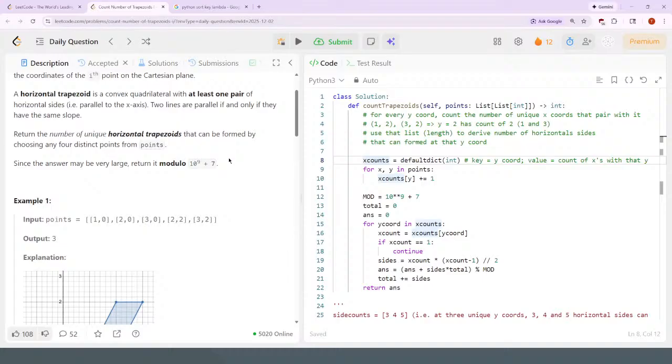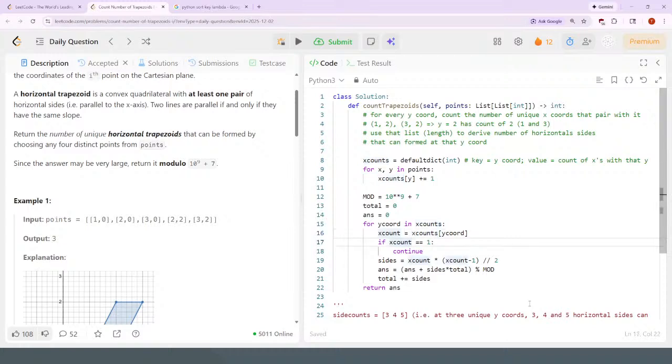Every y coordinate. So I have to go through all the points to figure out how many x coordinates match with a particular y coordinate. So that should be pretty fast. And then for every y coordinate, you know what? I think maybe this might be just slow because of the decomposition of all these variables. I think maybe if I didn't do that, then this would be faster.